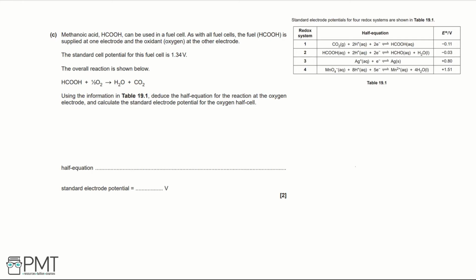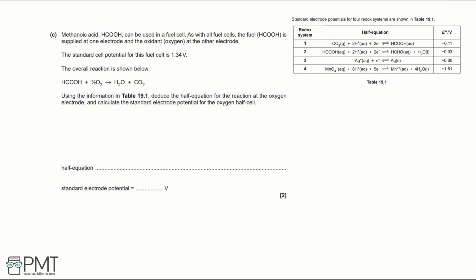Part C. Methanoic acid, HCOOH, can be used in a fuel cell. As with all fuel cells, the fuel, methanoic acid, is supplied at one electrode and the oxidant, oxygen, at the other electrode. The standard cell potential for this fuel cell is 1.34 volts. The overall reaction is shown below. Using the information in table 19.1, deduce the half equation for the reaction at the oxygen electrode and calculate the standard electrode potential for the oxygen half cell.